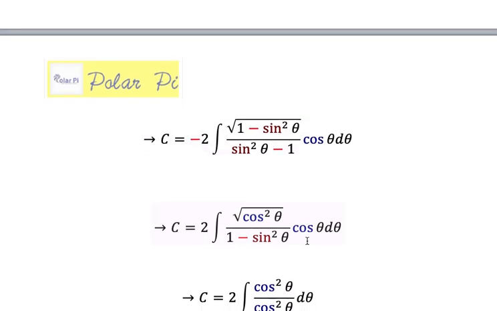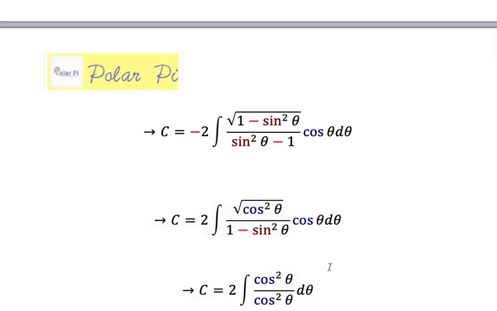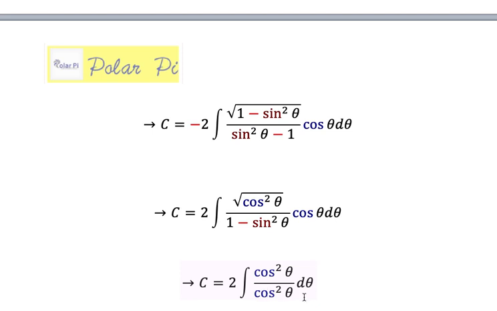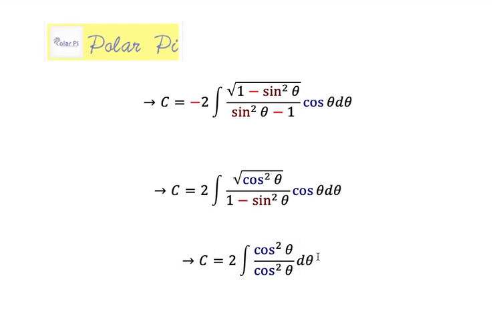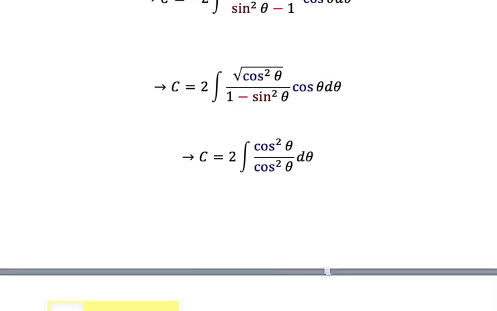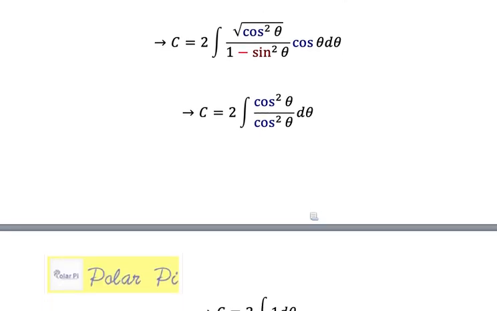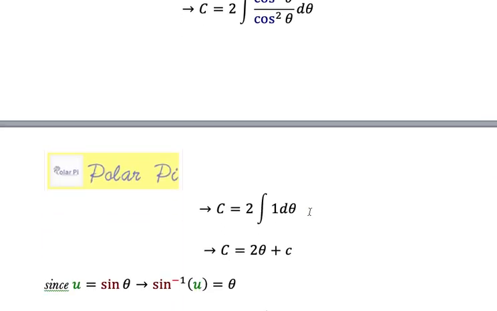Square root of cosine squared is cosine, right? So we get a cosine here, but we already have a cosine here. So together they're going to turn into cosine squared. And then 1 minus sine squared, as I said already, is cosine squared. So this ends up being cosine squared over cosine squared. All right, but that's 1. And the integral of 1 d theta is just 2 theta, right? And so 2 theta plus a constant.